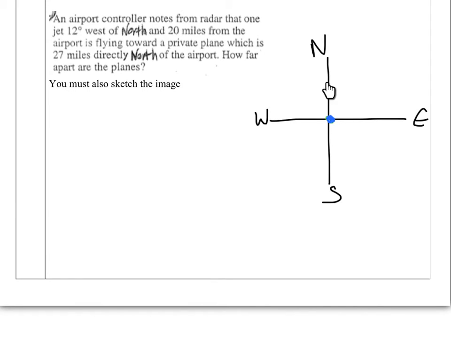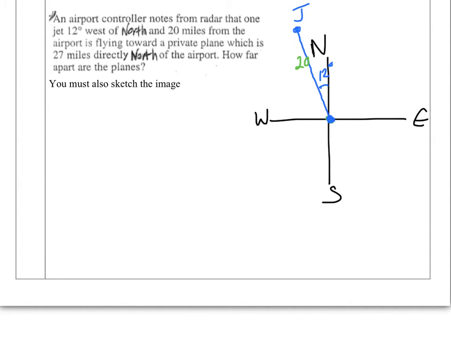So the jet is actually going 12 degrees this way. If you sketch that 12 degrees, we're talking about right here, and that's where we're going to put the jet. They also say here it is 20 miles from the airport, so we're going to label this side length as 20. Now this plane is flying toward a private plane, and that private plane is 27 miles directly north of the airport.